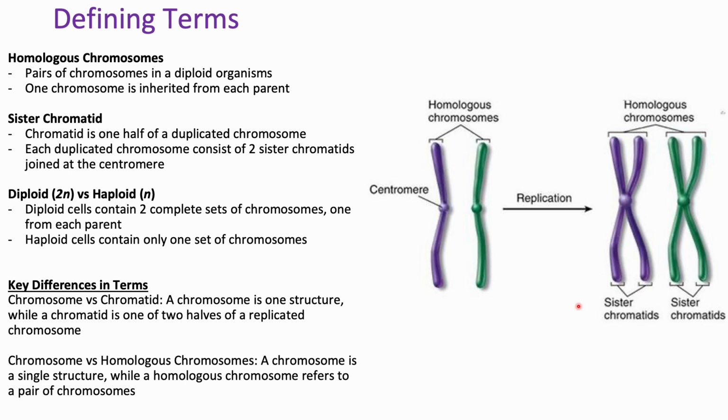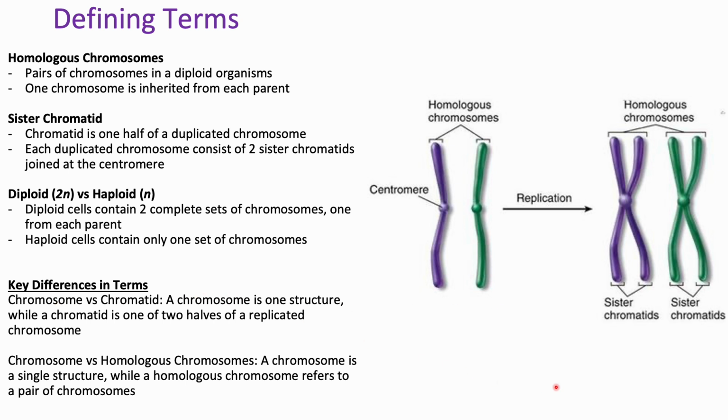Another term that's going to be helpful to identify is diploid versus haploid organisms. So a diploid cell contains two complete sets of chromosomes. This means that it's containing one from each parent. So in this case, this cell would be a diploid cell. A haploid cell, however, contains only one set of chromosomes, which we'll see happens after meiosis 1.